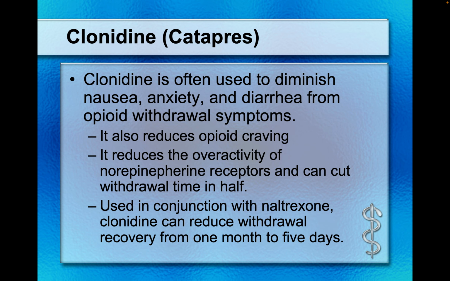Clonidine is often used to diminish nausea, anxiety, and diarrhea from opioid withdrawal symptoms. Clonidine is also known as Catapres. It also reduces opioid craving, it reduces the overactivity of norepinephrine receptors, and can cut withdrawal time in half. Used in conjunction with naltrexone, clonidine can reduce withdrawal recovery from 1 month to 5 days.